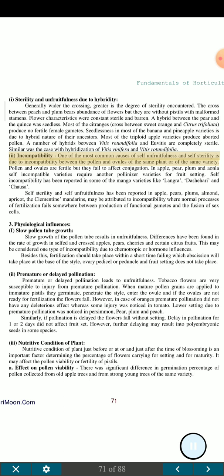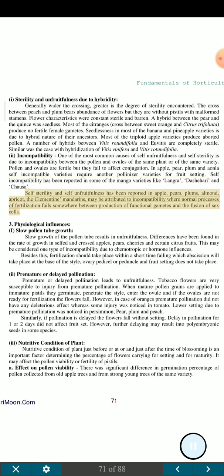B. Incompatibility. One of the most common causes of self-unfruitfulness and self-sterility is due to incompatibility between the pollen and ovules of the same plant or of the same variety. Pollen and ovules are fertile, but they fail to effect conjugation. In apple, pear, plum and aonla, self-incompatible varieties require another pollenizer variety for fruit setting. Self-incompatibility has been reported in some of the mango varieties like Langra, Dashehari, and Chausa.